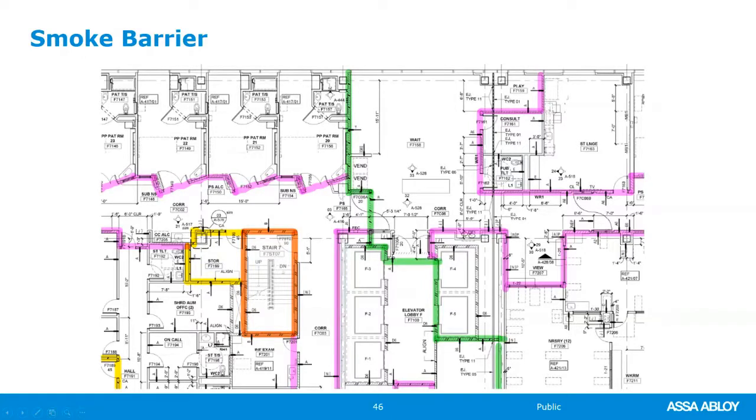This green line is a smoke barrier. Our smoke compartments, just like our fire compartments, can be no larger than 22,500 square feet. If I am evacuating patients from this side, I cross through this door, through this smoke barrier, and I can now get to a horizontal exit and an area of refuge.